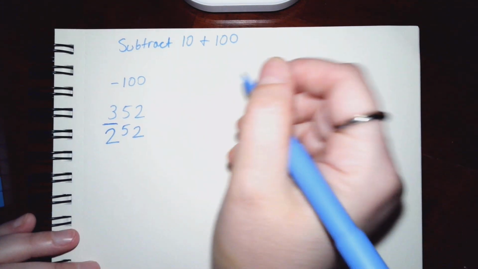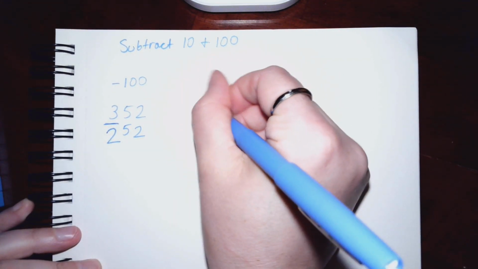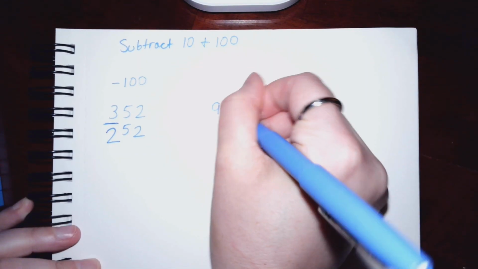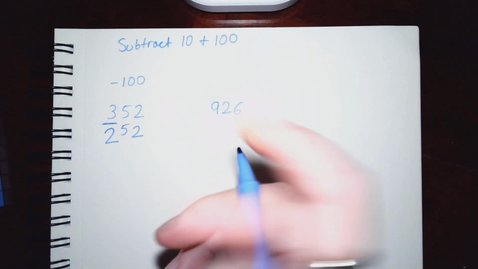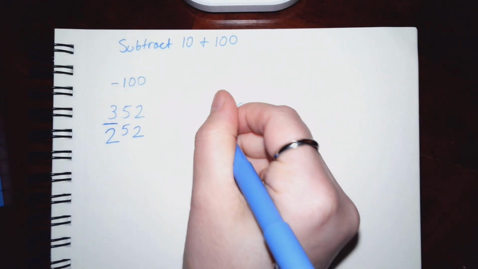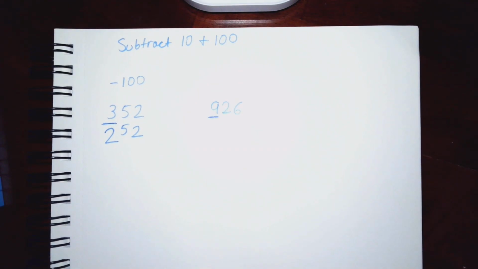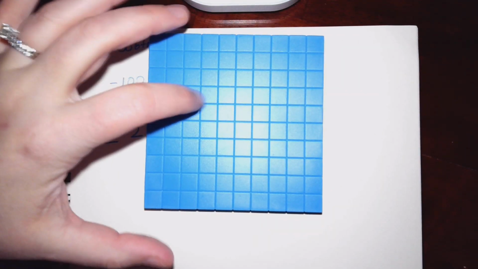Okay, now let's look at 926. Okay, we're still going to take away that hundreds, or one of the hundreds. So if I have 9 hundreds currently, I'm going to underline the 9 hundreds because that's where we're going to take away from. If I take away from there, remember, if I'm building it with these base 10 blocks, I would have 9 of these.